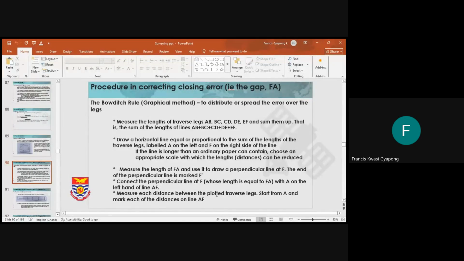So you look at traverse leg AB, you measure the length. Traverse leg BC, you measure the length. Traverse leg CD, you measure, EF, and then FA, as the case may be. You measure all of them and record again on a table. This time without the bearings, only the distances. When that is done, you sum all the distances you measured up.